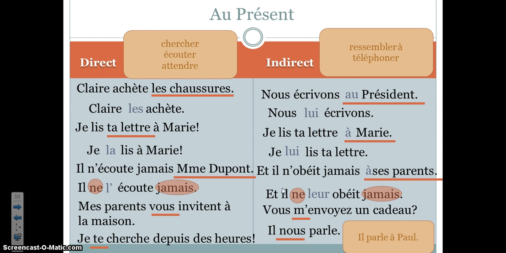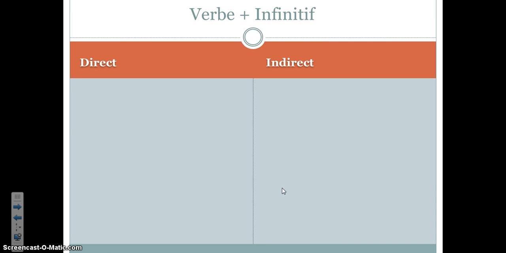A couple of things to note is that sometimes in French, the verb requires a direct object, whereas in English it's indirect, or vice versa. So if you look at these three verbs, chercher, écouter, or attendre, all of these verbs require a direct object in French, whereas if you were to translate them into English, you would notice that they require a preposition. Whereas opposite of that, ressembler and téléphoner both require the preposition à in French. In French, we resemble to a person, or we telephone to a person. Whereas in English, those verbs take direct objects. So that's really the difference between direct and indirect, as well as placement.